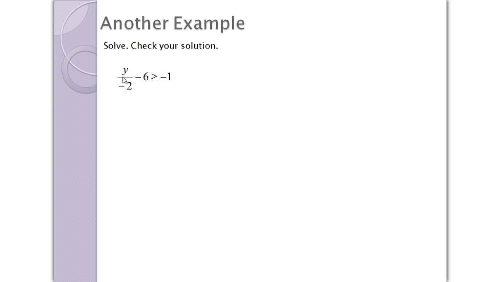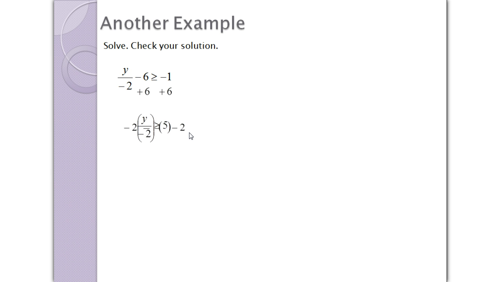Let's start doing our order of operations in reverse. I'm going to start by adding 6 to both sides. Negative 6 plus 6 is 0, so I'm left with y over negative 2. Make sure you bring down the inequality sign. Negative 1 plus 6 is 5. Now I need to get y by itself. Y is being divided by negative 2. So to undo that division, I need to multiply negative 2 to both sides.